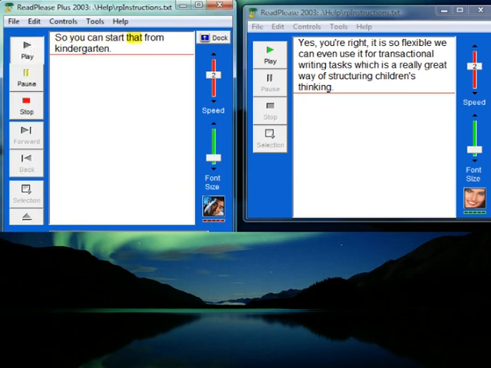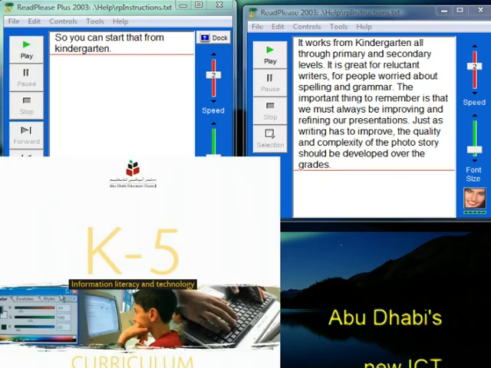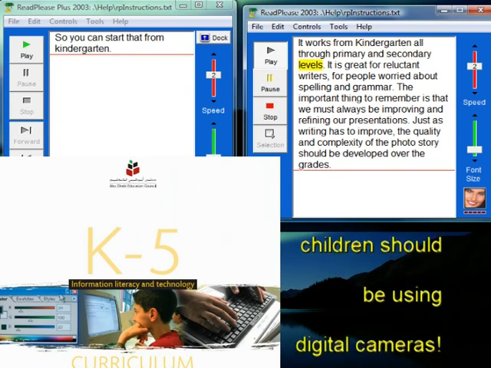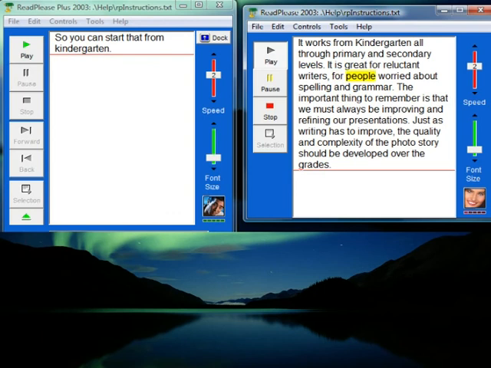So you can start that from kindergarten. It works from kindergarten all through primary and secondary levels. It is great for reluctant writers, for people worried about spelling and grammar. The important thing to remember is that we must always be improving and refining our presentations. Just as writing has to improve, the quality and complexity of the photo story should be developed over the grades.